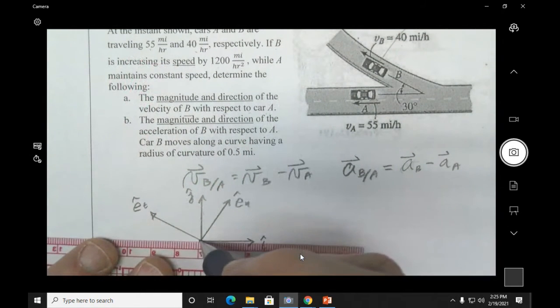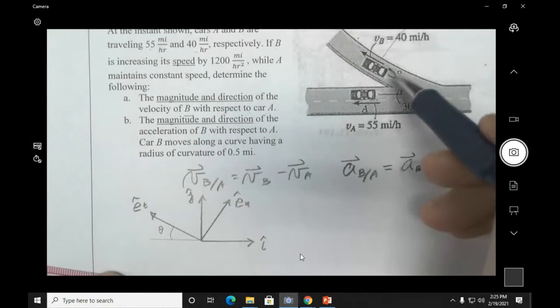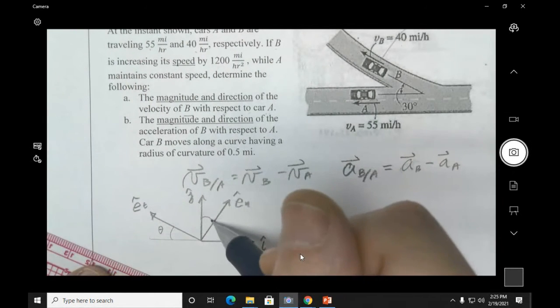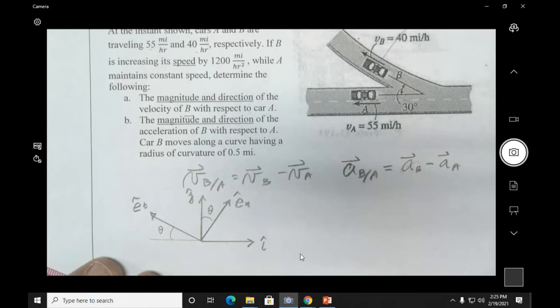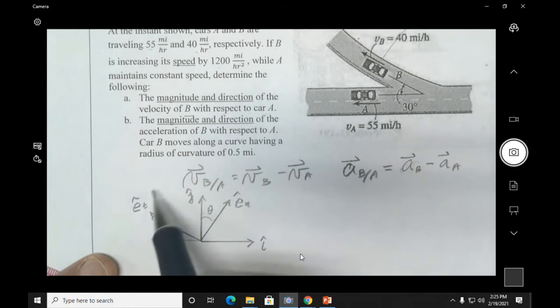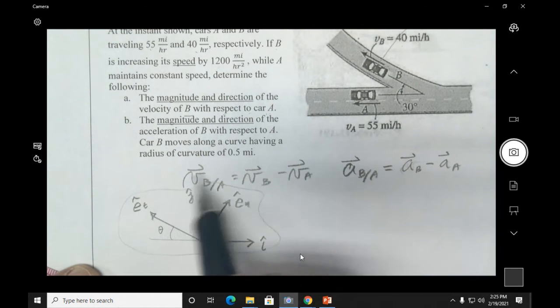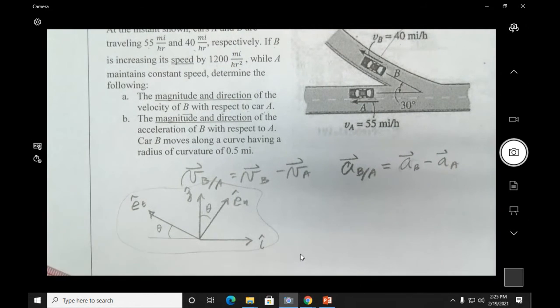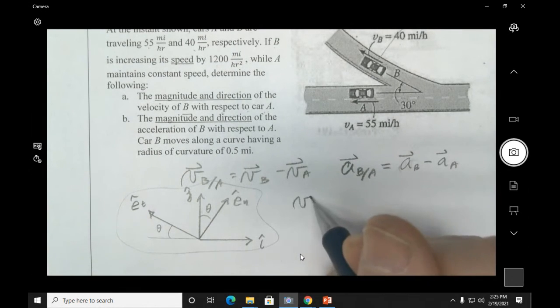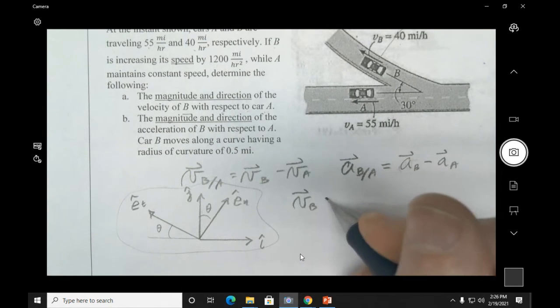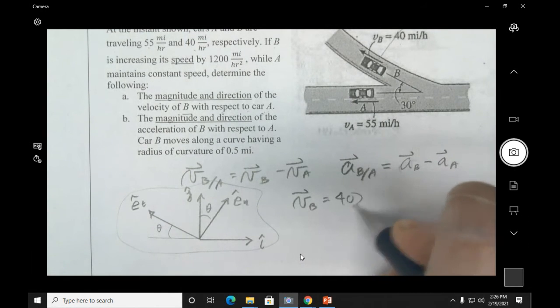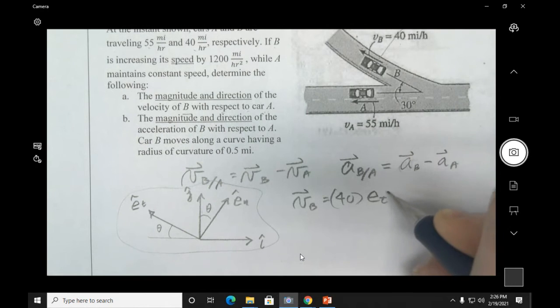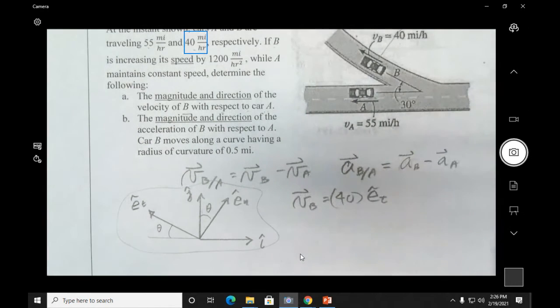And if we take a look at the angles right here, here is that theta, that's going to be the 30 degrees, and that's going to be the same angle as this right here. What's a good idea when we're doing relative velocity or relative acceleration is that they need to be in the same coordinate system in order to do this comparison. So we're going to write out the velocity of B as 40 in the ET, right? It's in the tangential direction.